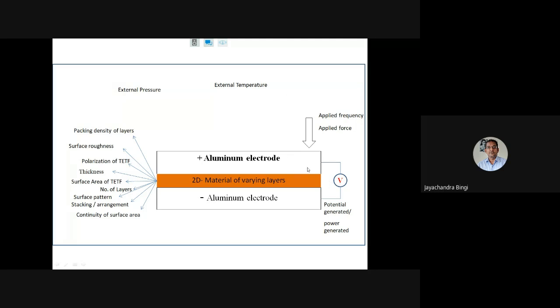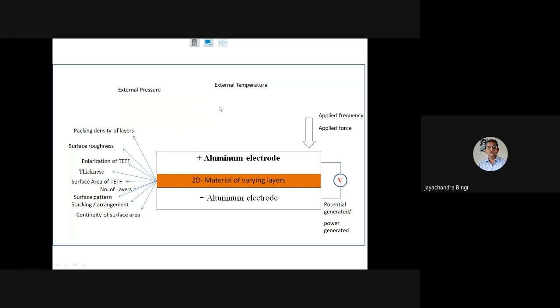This is also the same way, but here the phenomena is a little different. Let's not go to the deeper phenomena. Let's stick to the device. Now in this device, you have electrodes, you have different layered 2D material, and you have potential generated here, and you have applied force. External pressure and external temperature come under the super system. In this particular case, let's not worry about these two because the super system has very minimal impact on the system.